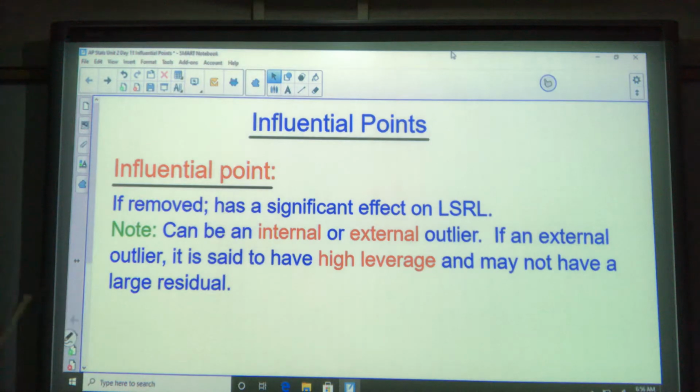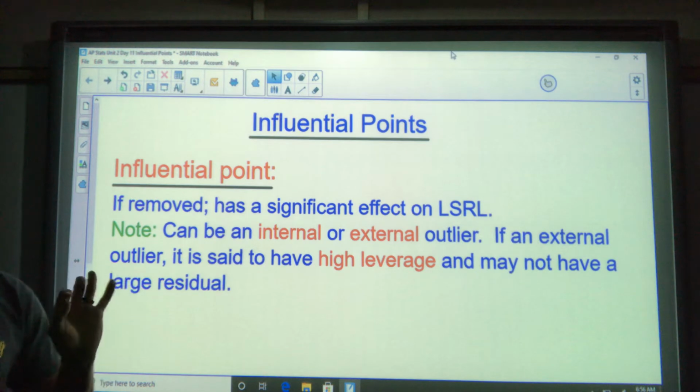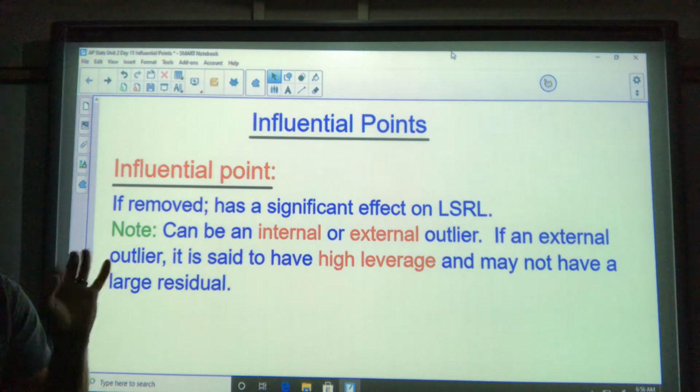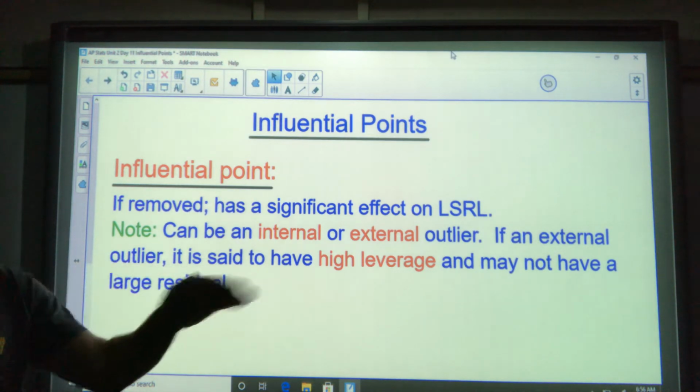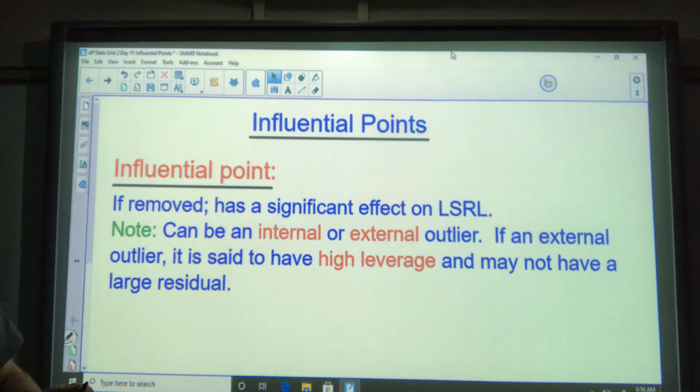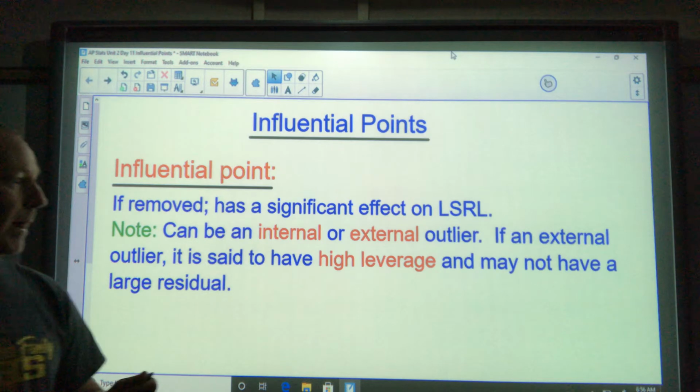Influential points, if removed, have a significant effect on the least squares regression line. Note it can be an internal or an external outlier that is an influential point. An external outlier is said to have high leverage, okay, so an external outlier is an influential point almost no matter what. It draws that line right to it, okay? And the key thing here is that it may not have a large residual to be an external outlier. So you'll see that in our examples coming up.